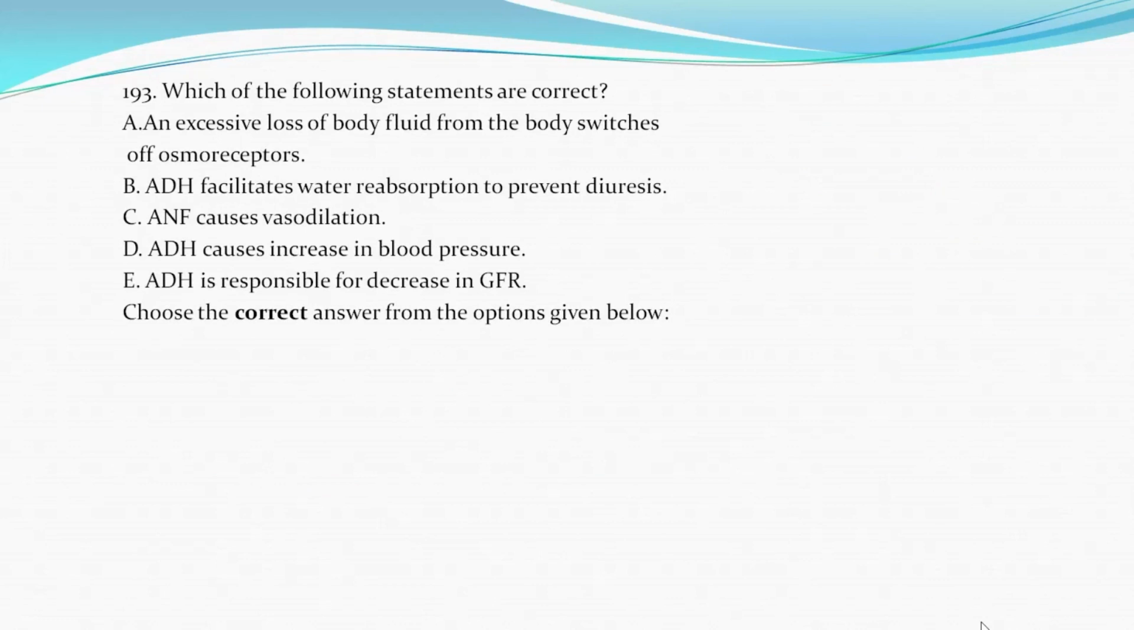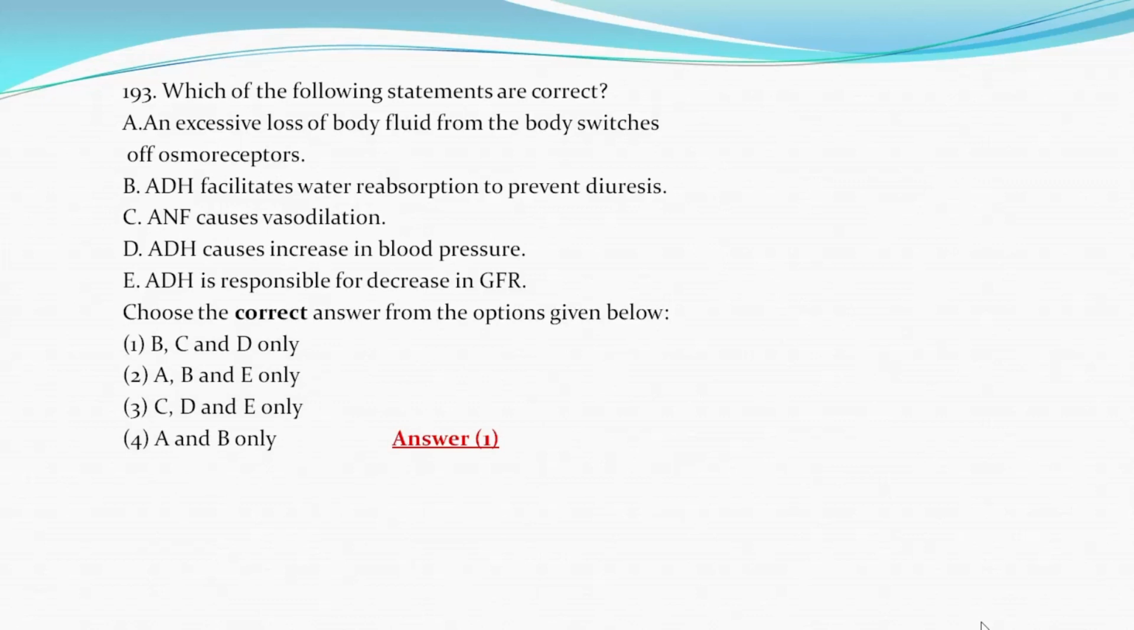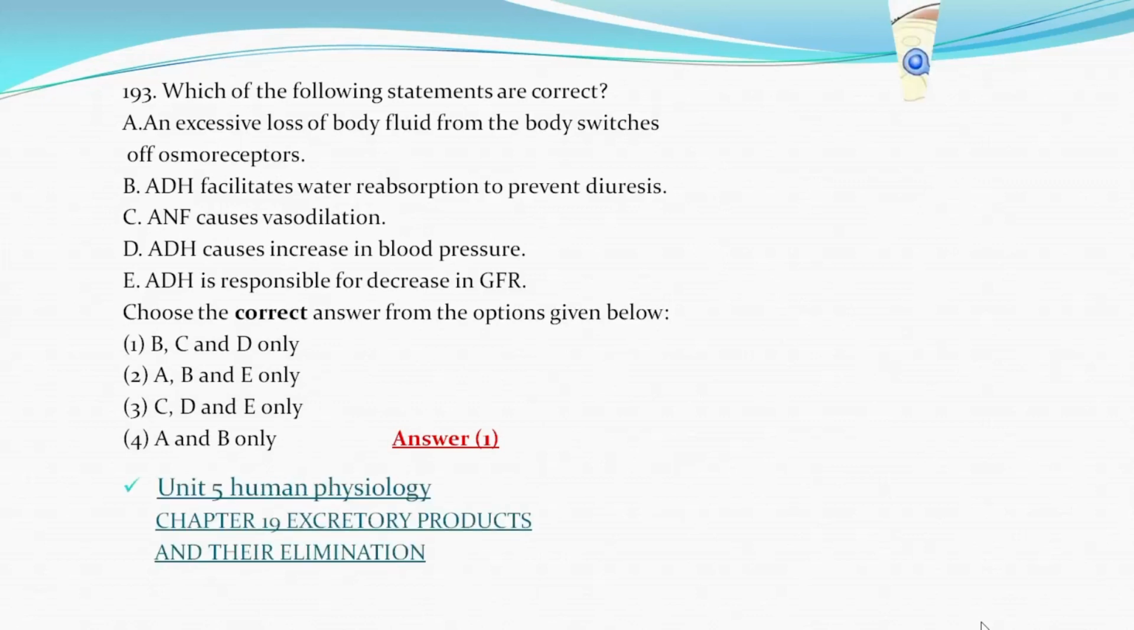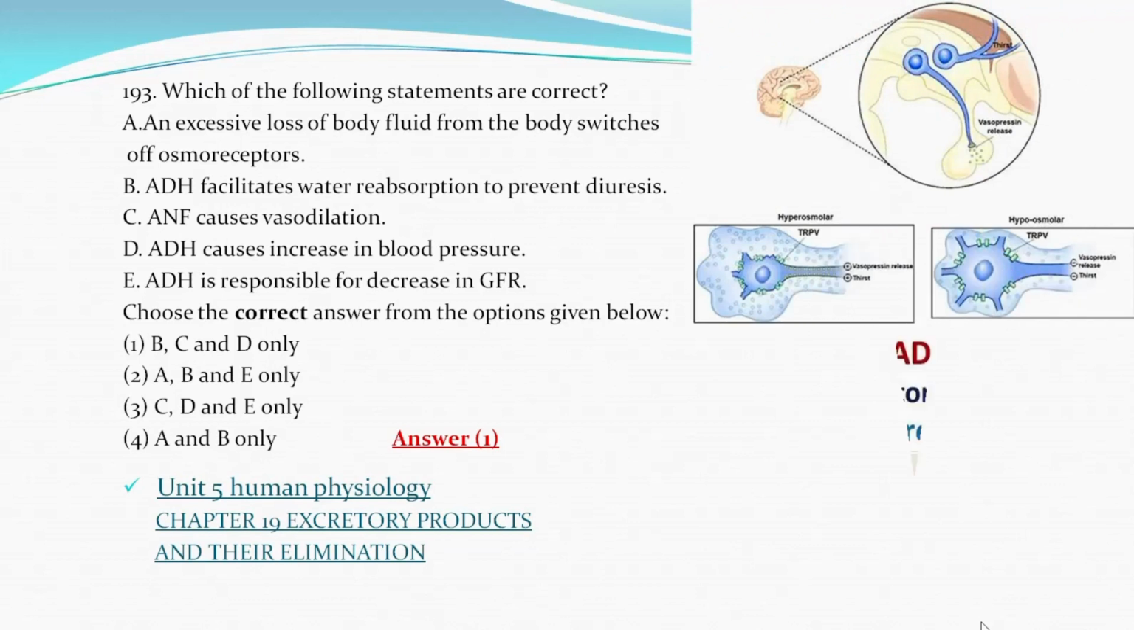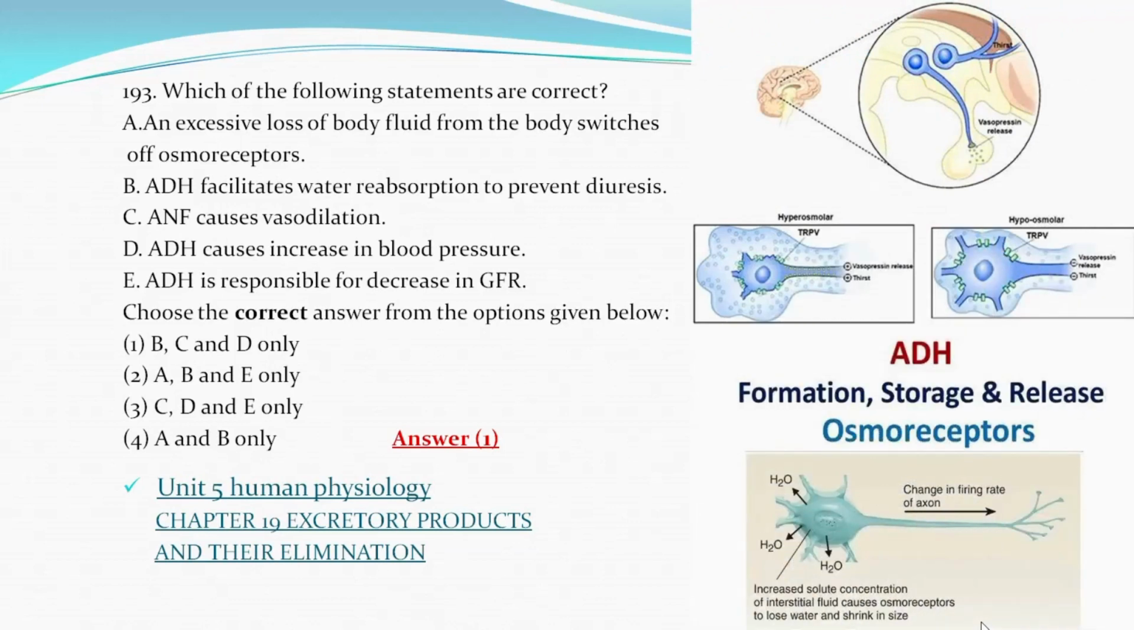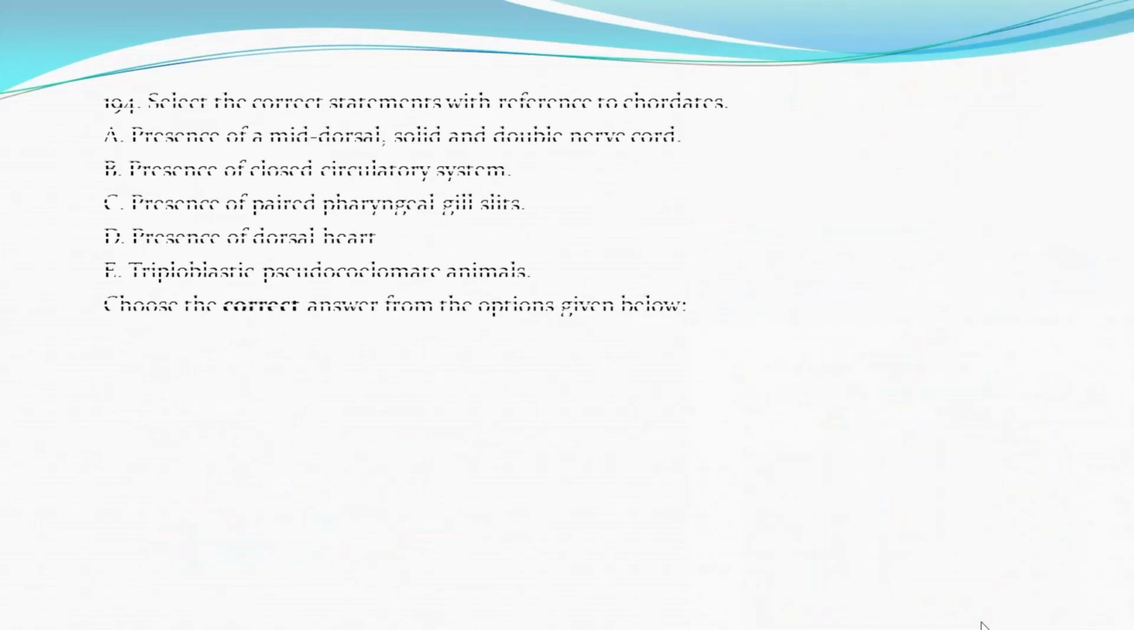Next question is, which of the following statements are correct? An excessive loss of body fluid from the body switches off osmoreceptors. ADH facilitates water reabsorption to prevent diuresis. ANF causes vasodilation. ADH causes increase in blood pressure. ADH is responsible for decrease in GFR. Choose the correct answers from the options given below. So the answer is option first. And this question is taken from Unit 5, Human Physiology, Chapter 19, Excretory products and their elimination.